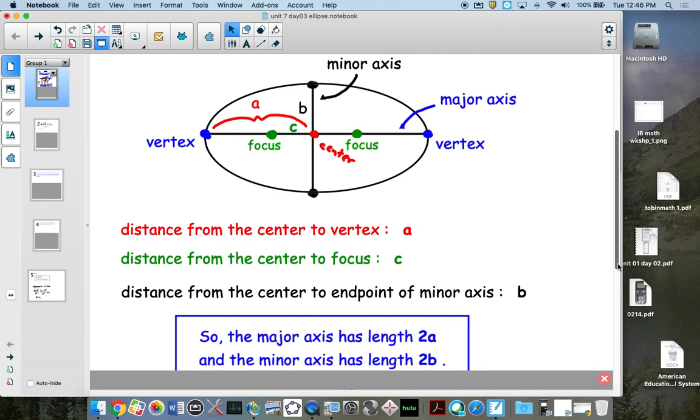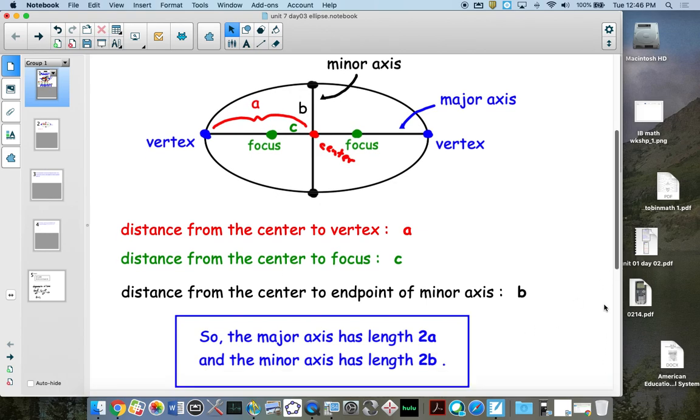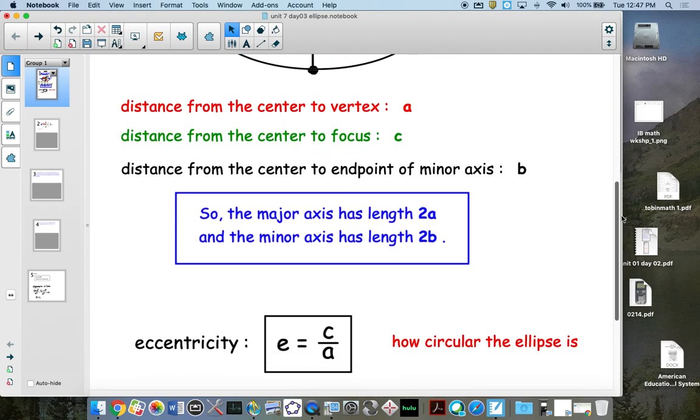All right, so that's all the things that you should be familiar with for the parts of an ellipse. You have to have that down before we can start talking about equations and graphing ellipses in the coordinate plane. Now there's one other important measurement, and that's referred to as eccentricity. And that doesn't mean how strange I am. That means the ratio of C to A. So remember, C is the distance from the center to the focus. A is the distance from the center to the vertex.